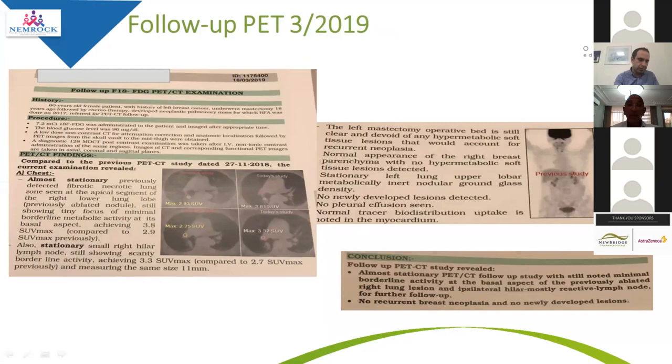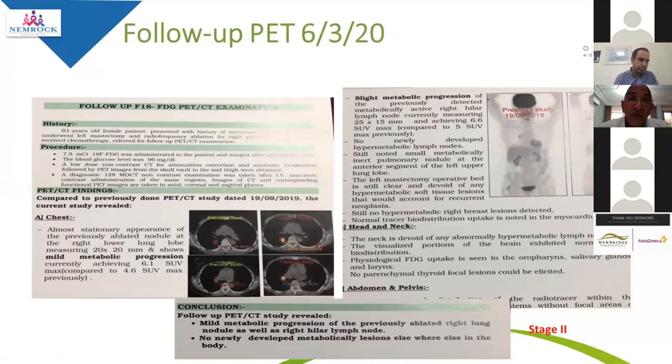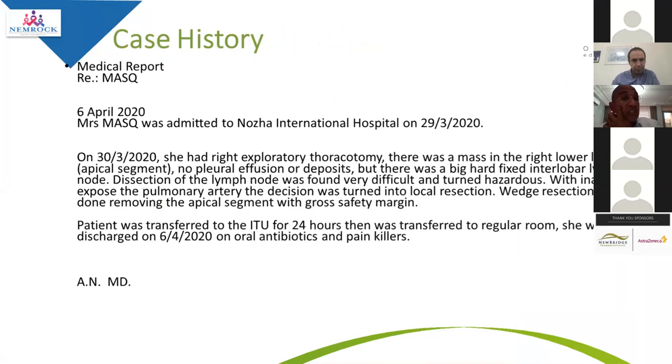Then unfortunately in March of 2020 she came up with a definite mass of 2 by 2 centimeters that had an SUV of 6.1 compared to 4.6 previously. And also she had a right hilar lymph node. So if you take the staging, as Dany was telling us, this is probably a stage 2 patient. And stage 2 patients will probably go on for surgery. And that's actually what she went on for, and she was admitted to the hospital.